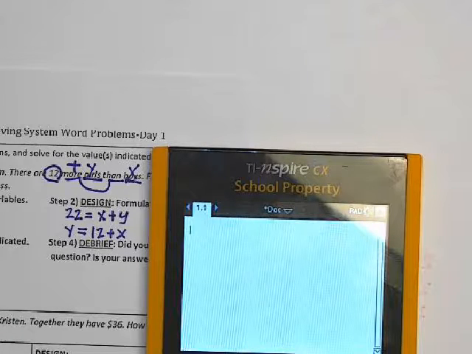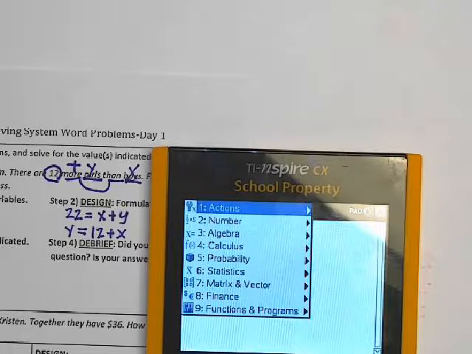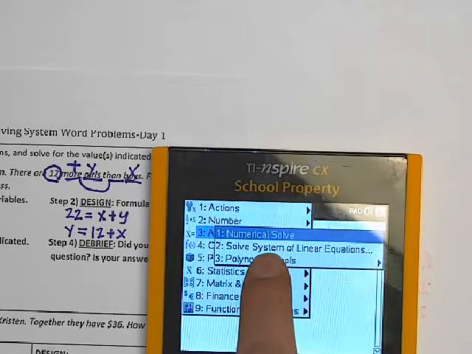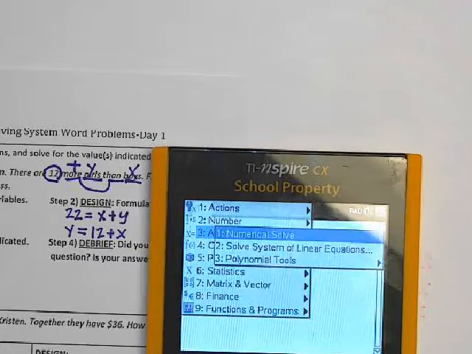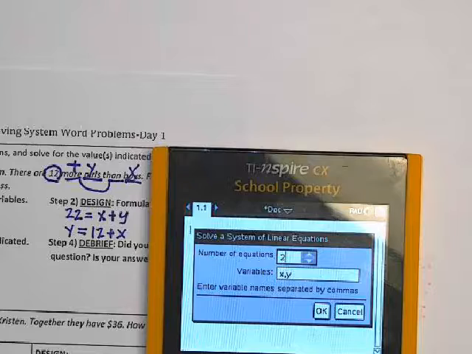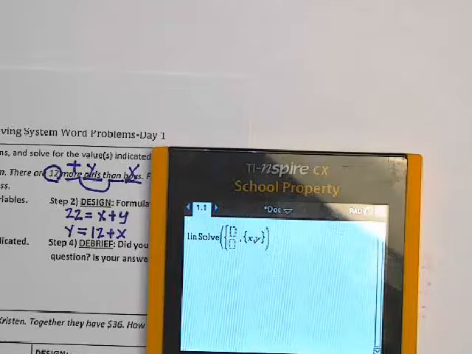And we've got 2 equations, a system. So I'm going to go to menu. Which one? 3. Algebra. 2. And system. Right there, number 2. We've got how many equations? And are we using x and y? Yes. And then we're going to plug them in. 22 equals x plus y.